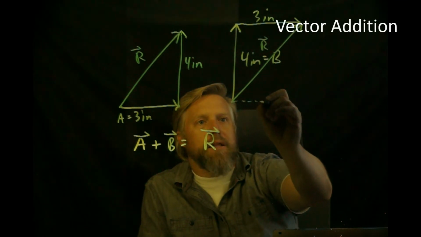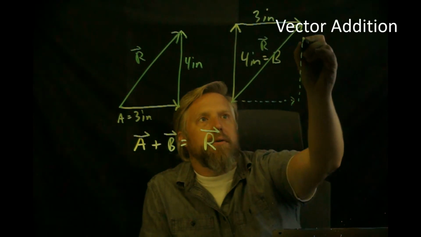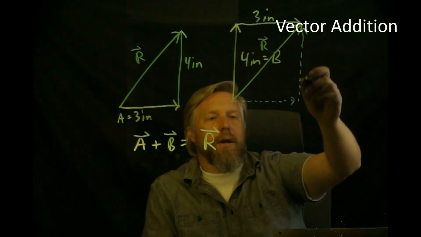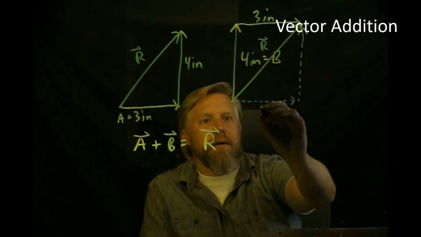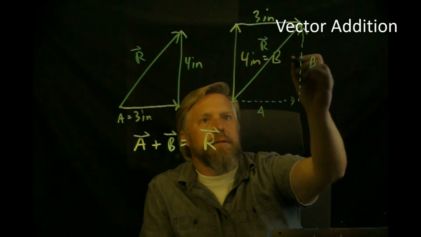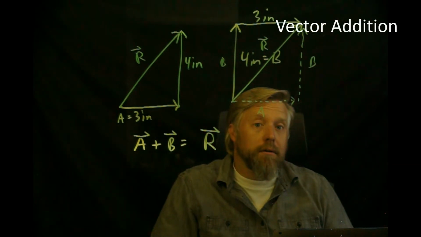If I draw these dotted lines, I think you can see that those add together to make a parallelogram. This is the parallelogram law. We have A on two sides and B on two sides, and the resultant vector is the diagonal of that parallelogram.